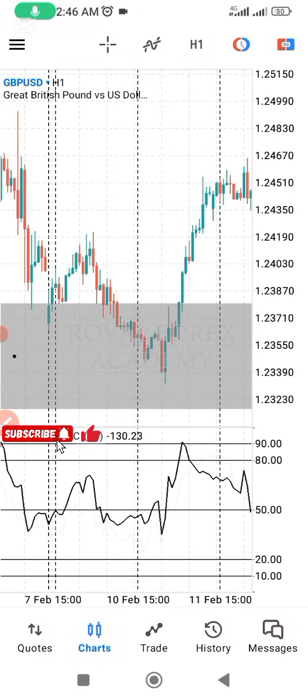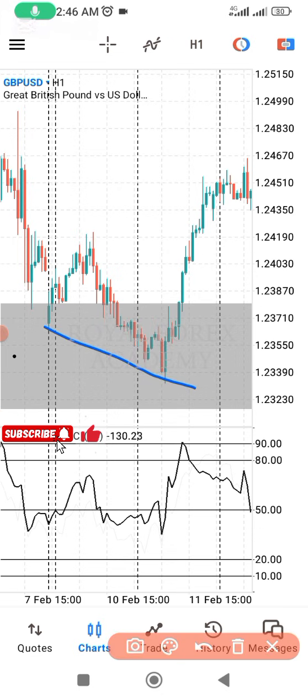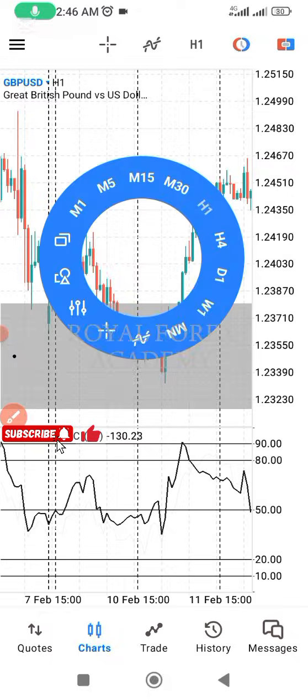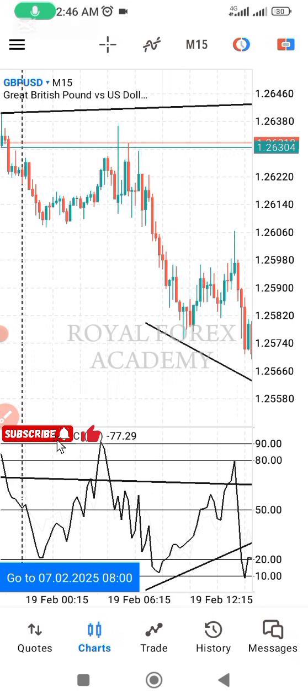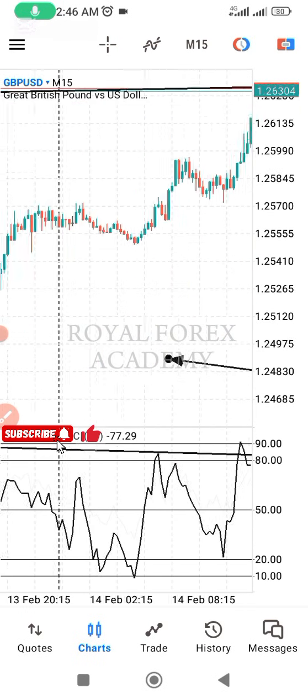Now this is a 1 hour time frame. Okay, in the scenario of this, alright, there is no divergence on this 1 hour time frame. We only have divergence on the 4 hour. Let's check it out on a 15-minute time frame.